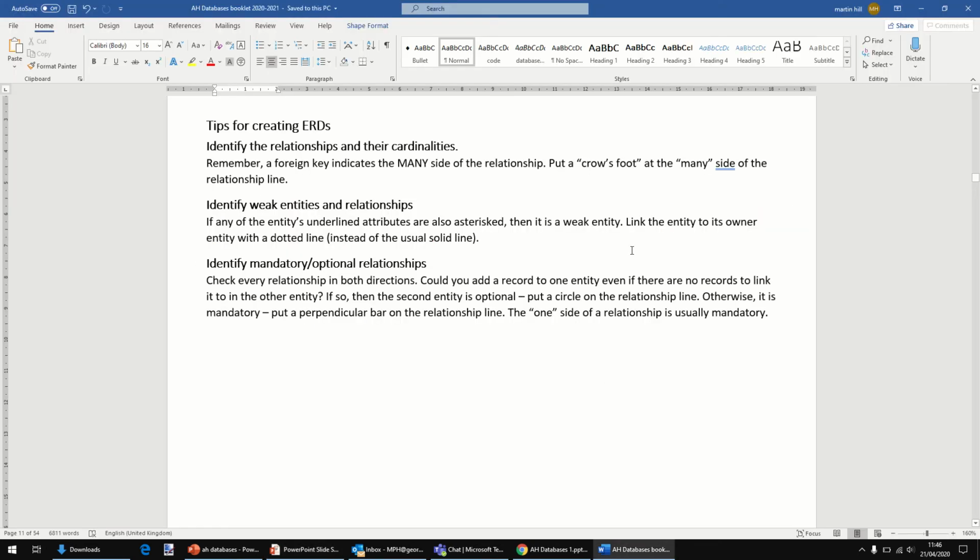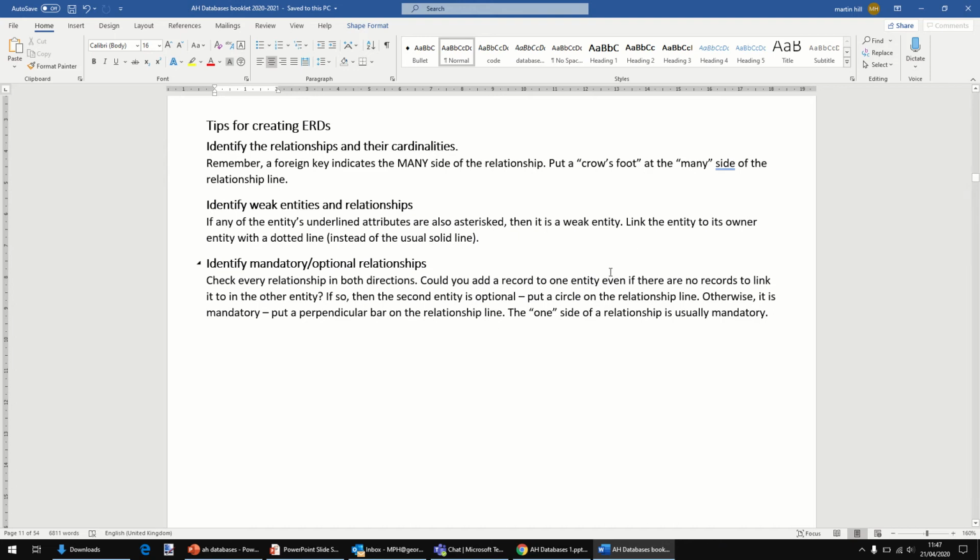Hello, just want to go over ERDs, entity relationship diagrams with you. The good news is this should be a pretty quick one. So, just a few things now. You know from the past about identifying the cardinality of a relationship, one-to-many, one-to-one, many-to-many, based on foreign keys.